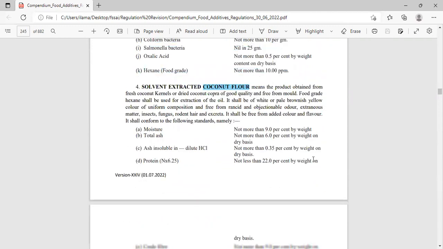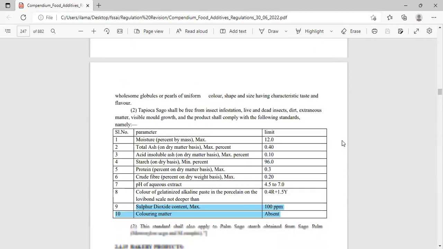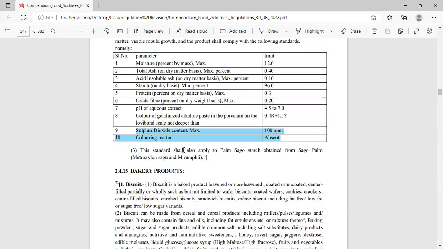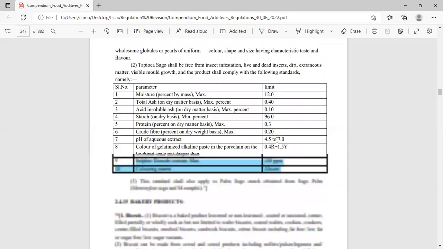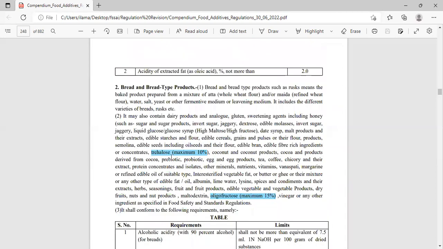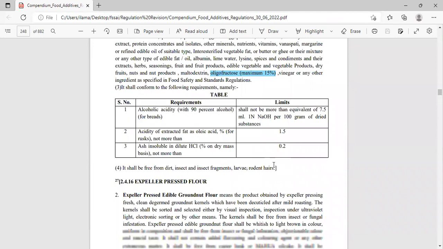Then just go through what are all the solvent extracted flours are using, and in starchy foods they will check for sulfur dioxide content, and it has to be in the range of 100 ppm, and coloring materials has to be absent in case of these starchy foods. In bread and bread types, we will use trehalose sugar, and its maximum value is 10%, and oligofructose maximum value is 15%.